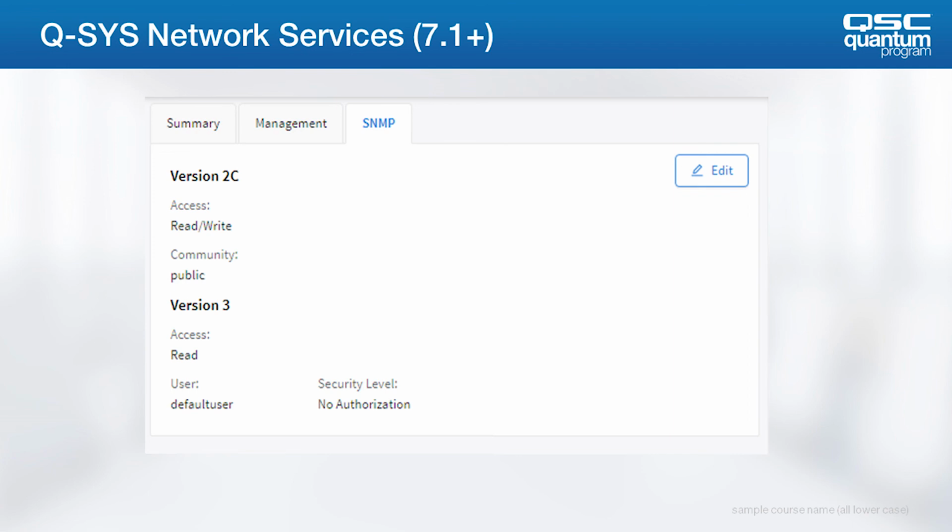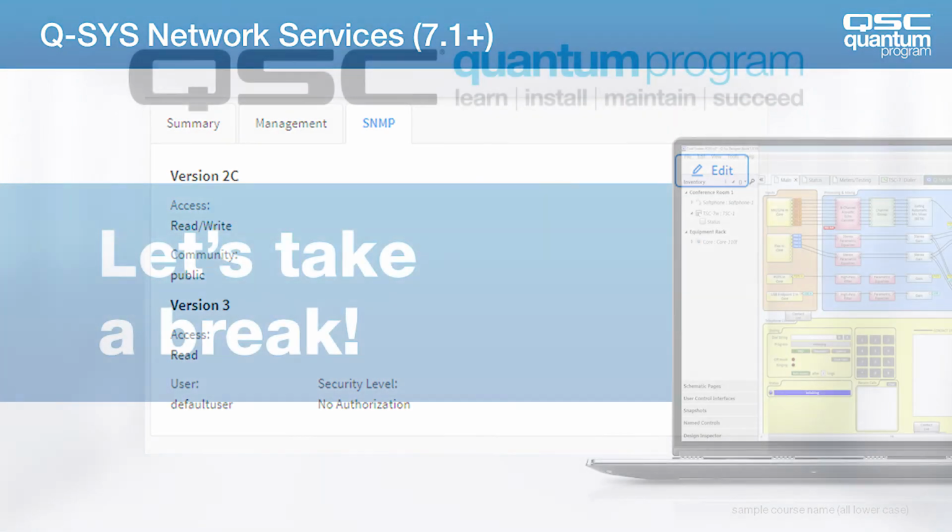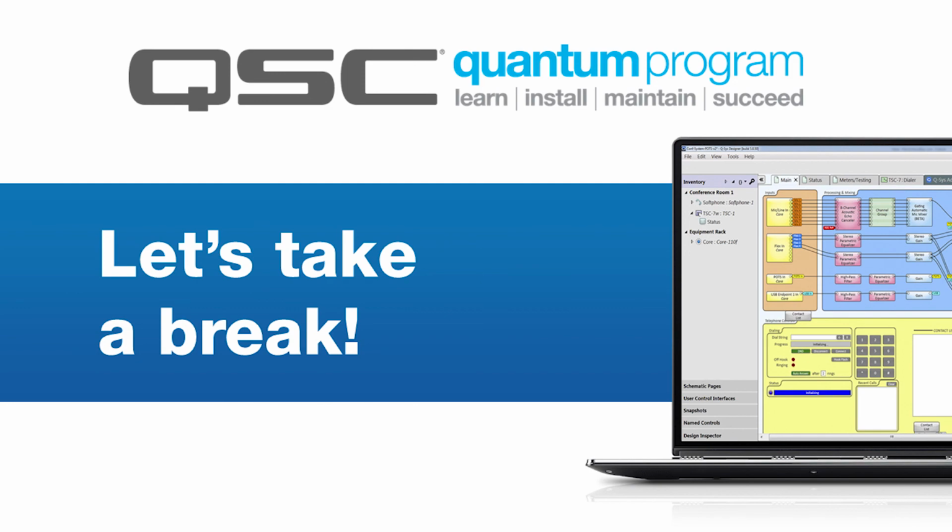Now that we've explored a few of the more straightforward topologies and configurations, we'll move on to more complex configurations such as Q-SYS network and core redundancy.